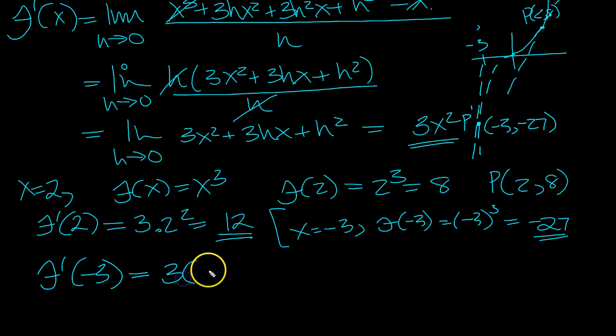And it's 3x squared, wasn't it? And the x value is -3. 3 nines are 27. Positive, so really, really steep straight line there. Really, really steep. 27.